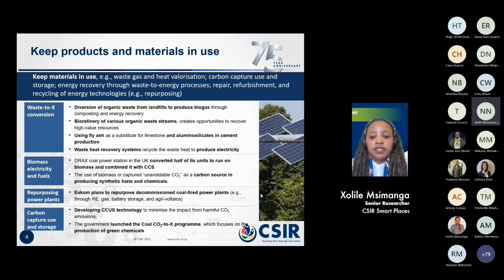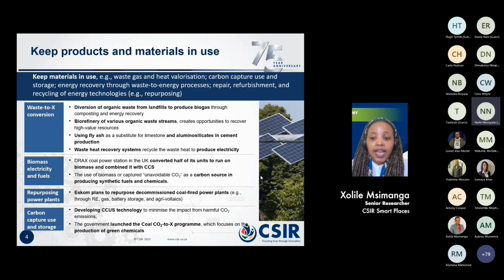The next component looked at under this is the biomass, electricity and fuels. So in the UK, the Drax coal power station converted half of its units to run on biomass. By deploying bioenergy with carbon capture and storage, it will have minimal emissions to meet the UK's net zero climate target.